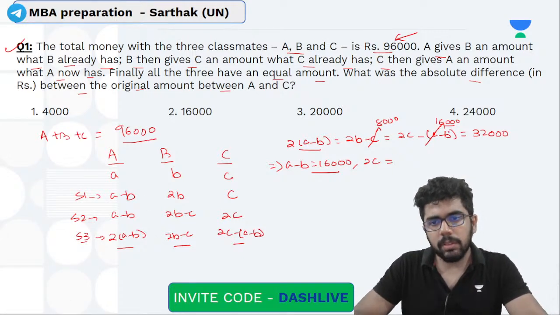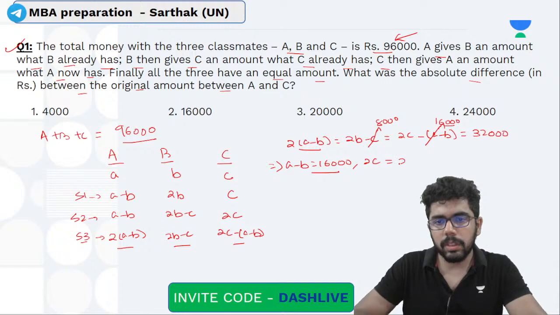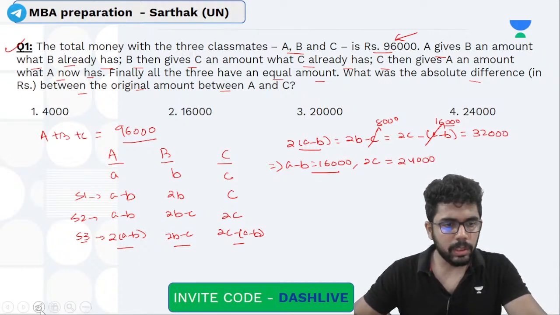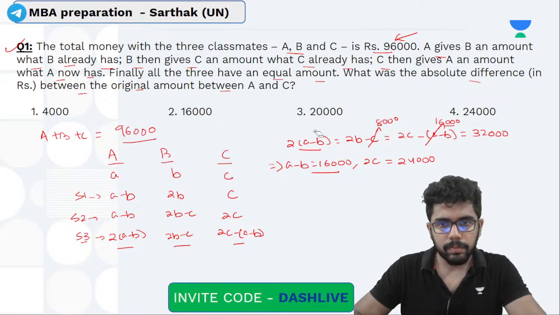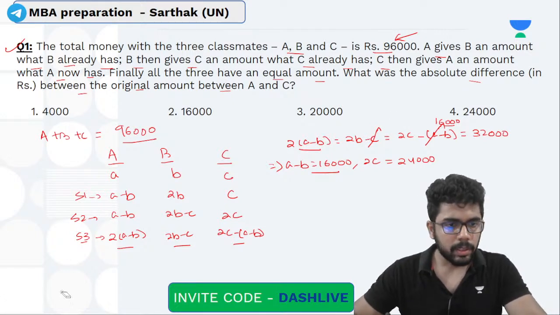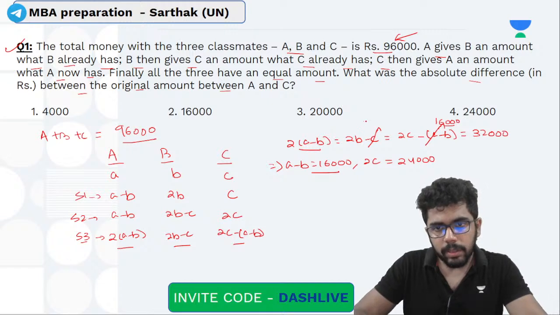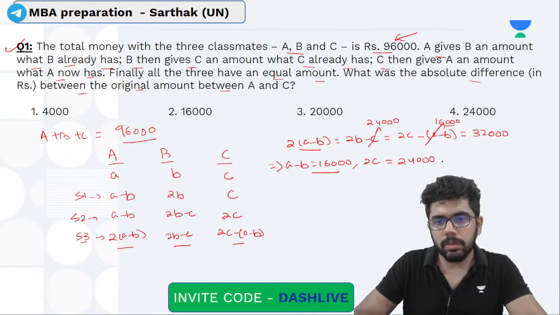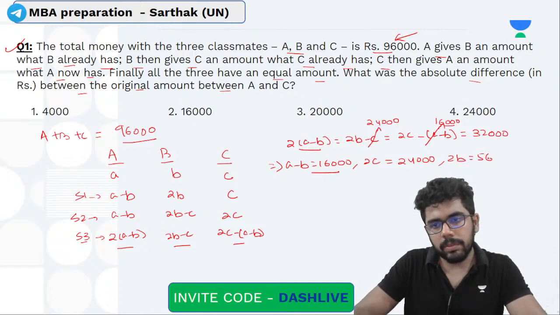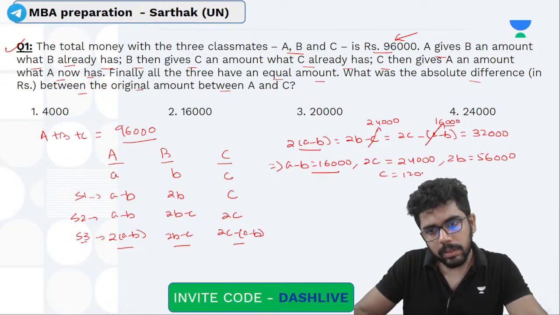यहाँ पे जब तुम 16,000 पुट करोगे A minus B को, तो this becomes 48,000. 2C is 48,000, तो C becomes 24,000. C अगर 24,000 है, in place of C you write 24,000 here. Now 2B minus 24,000 is 32,000. So 2B is equal to 56,000. तो उसमें से C तुम्हारा आ जाता है 12,000.